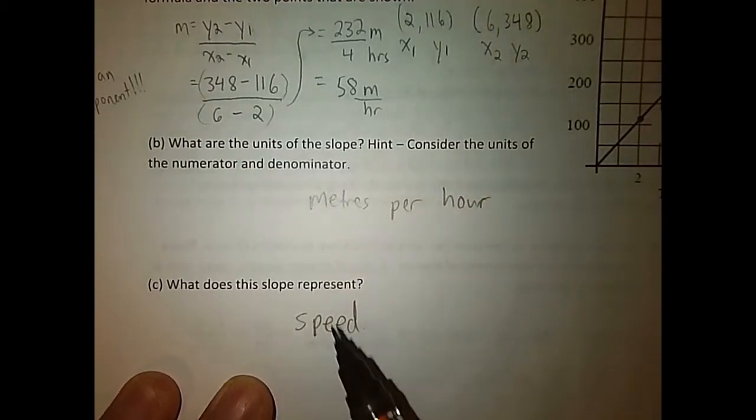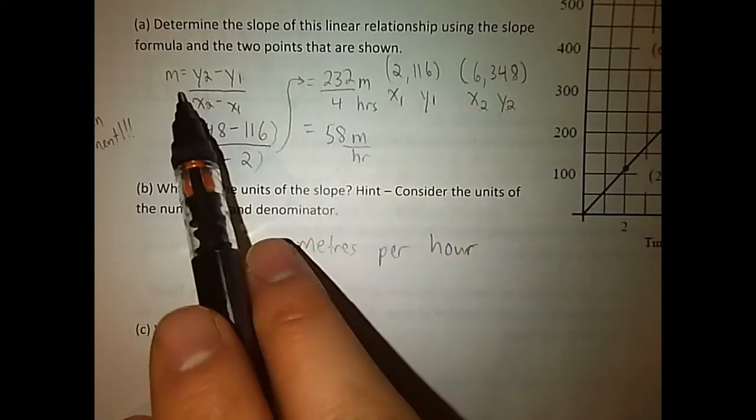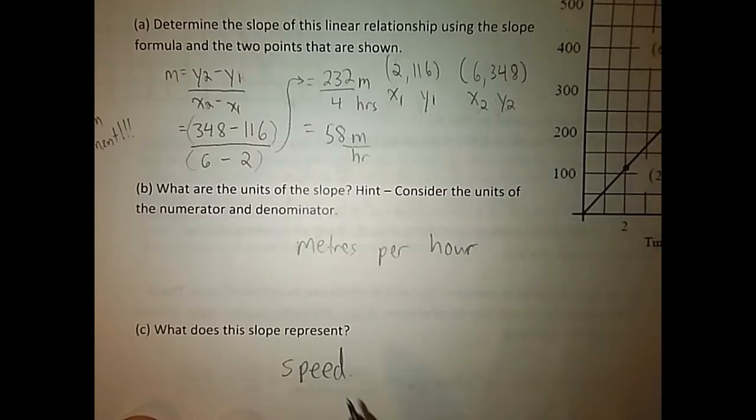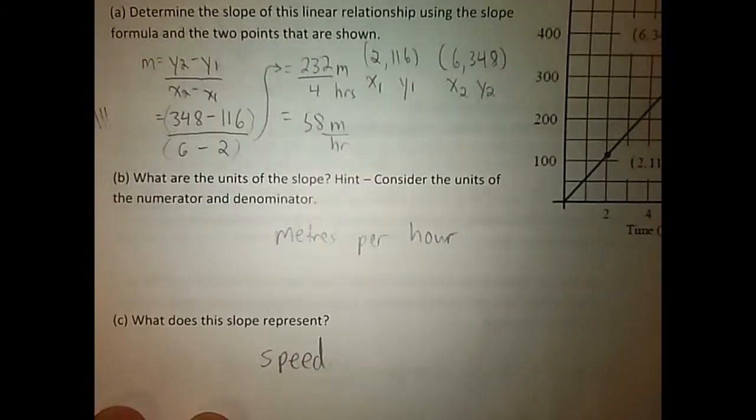That's why we also refer to slope as rate of change, because we see here in this example, by calculating the slope, based on what our units were, we were actually calculating the speed in the situation. So let's get to another example.